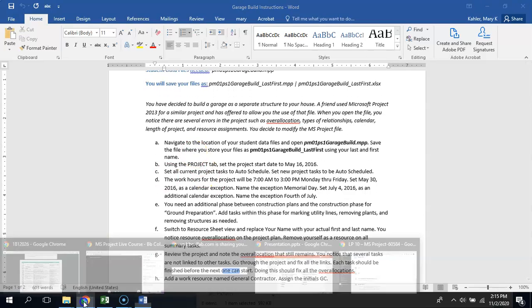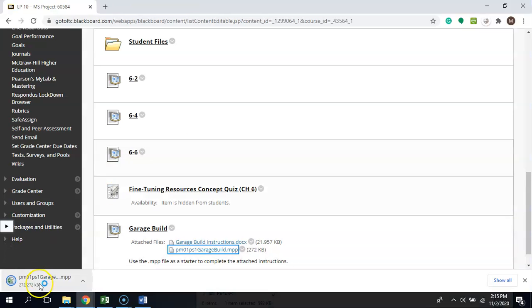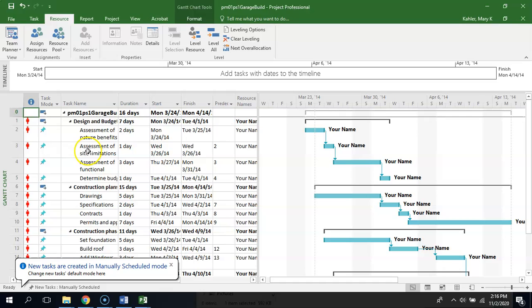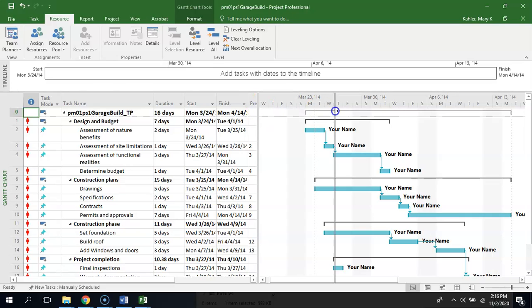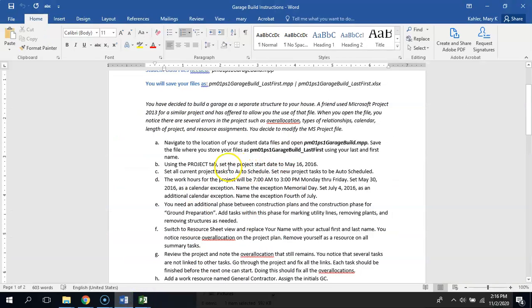So you're just going to open up that garage build project. And you can see there's a whole bunch of overallocations and things like that. So your friend kind of messed it up. The current start date for the project is the 24th of March, 2014. You're going to go in there and set a new project start date of May 16th. And then you're going to set all the current project tasks to auto schedule, so that's easy. And then you're going to set the work hours for the project with some exceptions in there as well.